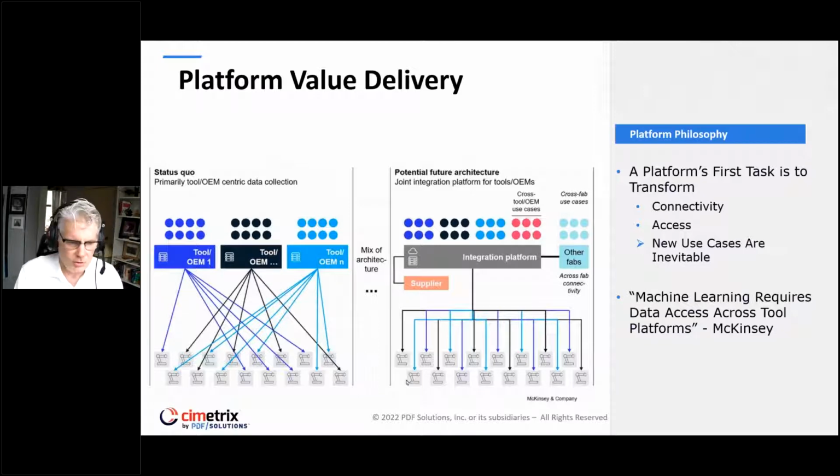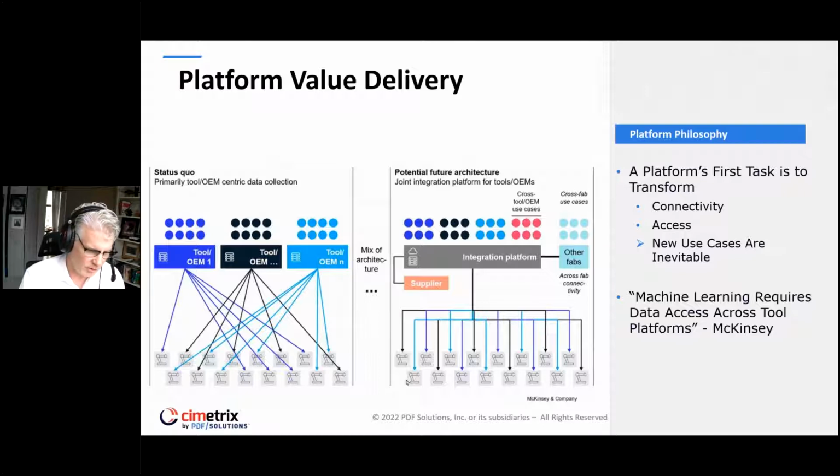So in addition to just the performance aspects, there's other value that we can deliver. I am the product owner for an integration platform called Sapience, and we use this slide a lot. It's a slide from McKinsey, which shows, again, status quo on the left, which is tool vendors with apps, use cases that they support. So you have tool vendor 1 in blue with their blue use cases, and tool vendor N in black with their use cases communicating with their equipment.